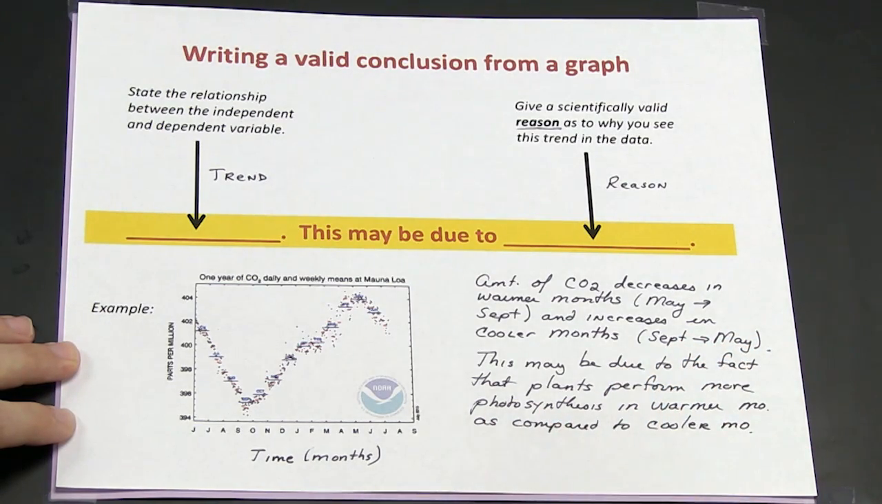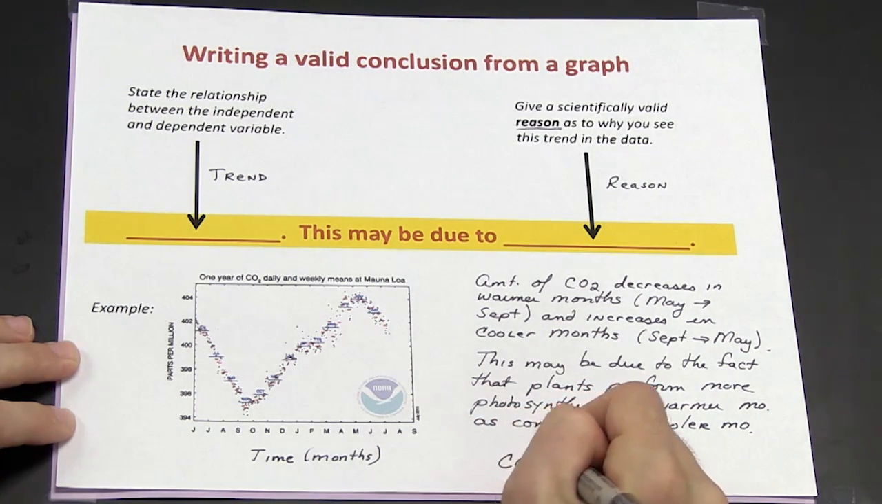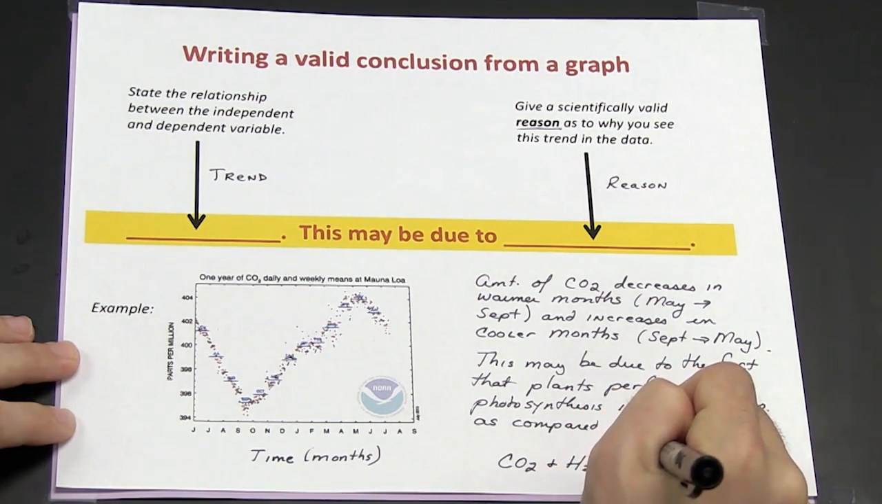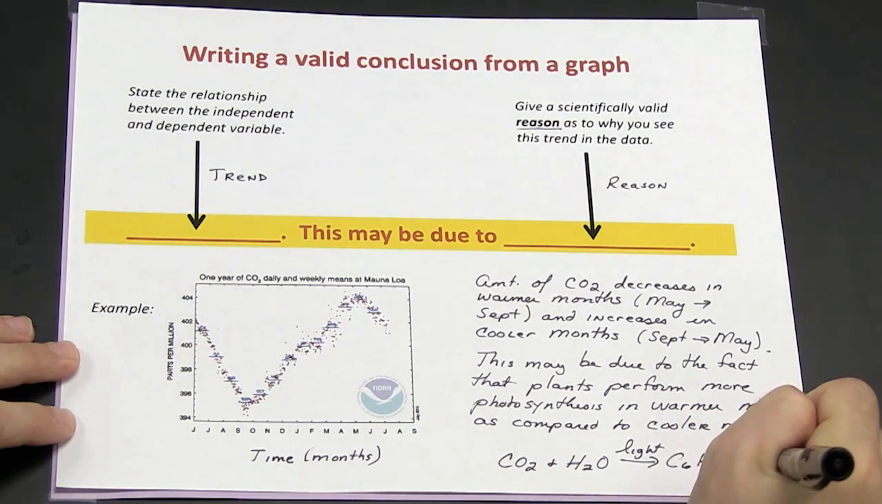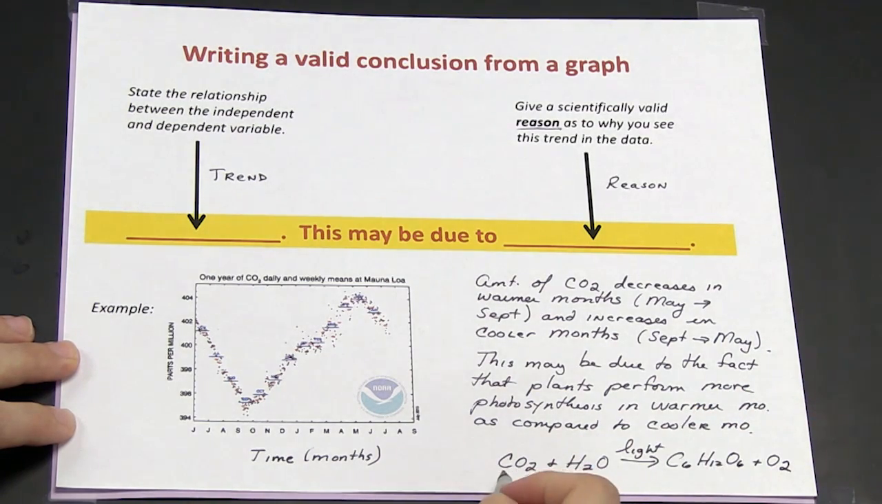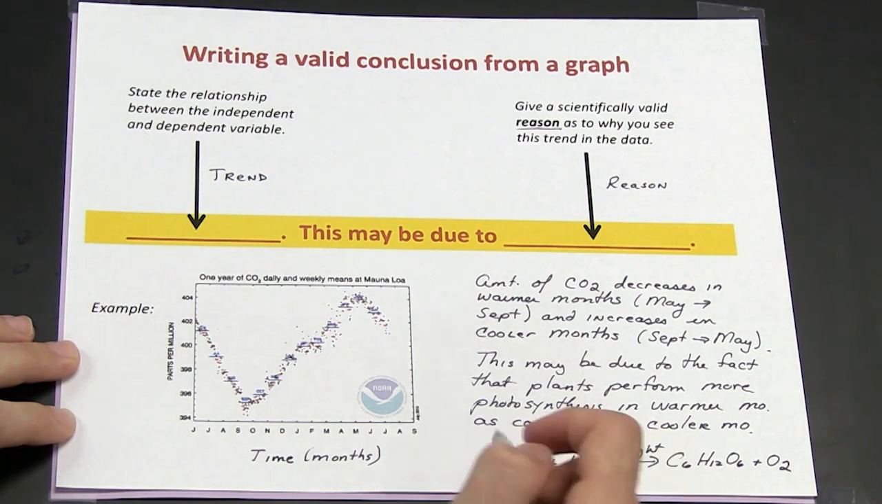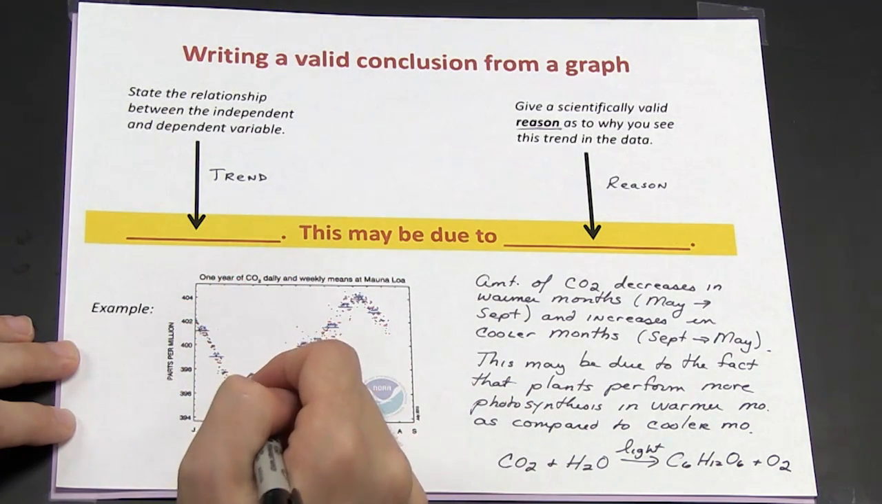Because if we recall the reaction for photosynthesis, that is carbon dioxide plus water in the presence of light gives sugars plus oxygen. So warmer months, when there is more photosynthesis occurring, more carbon dioxide is being used, hence why we see the decrease in carbon dioxide concentration.